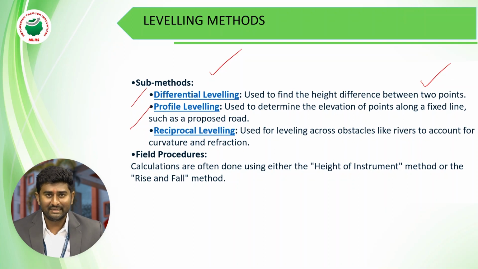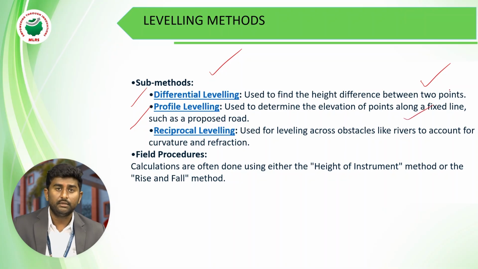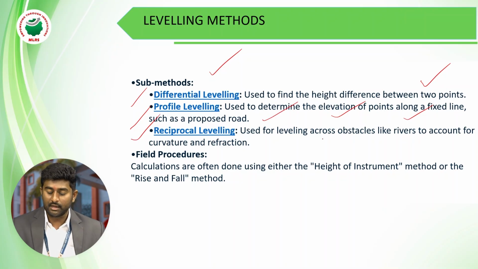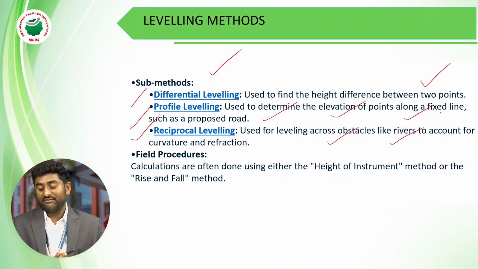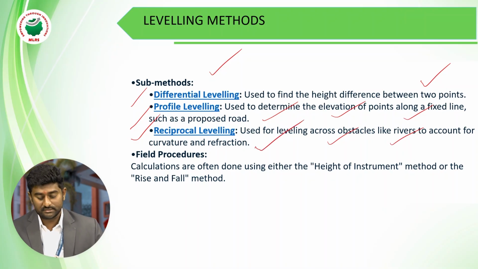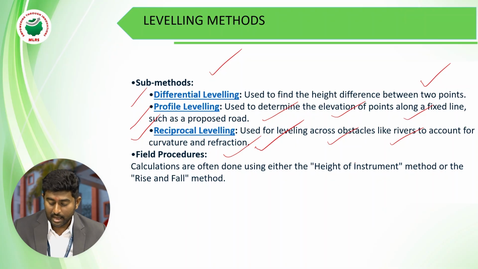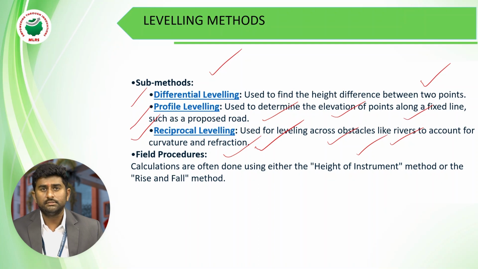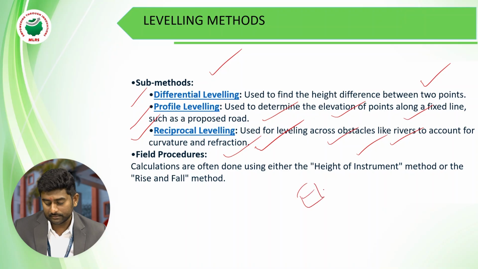Minimum and minor elevations are found and the reduced levels are to be noted, to form the road and railway track, any profile leveling of the roads. And reciprocal leveling is used for leveling across obstacles like rivers, and accounts for the curvature and refraction. Next, field procedures. Calculations use the height of the instrument method and the rise and fall method. These are two methods used to find out the reduced levels and the elevations on the ground.